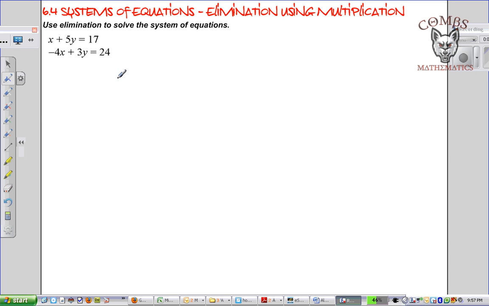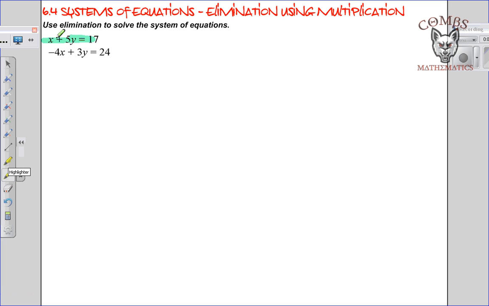In lesson 6.4, we looked at solving systems of equations using the elimination method, but unlike lesson 6.3, the two equations are written in a way where you cannot eliminate either of the variable terms right off the bat. If you look at both of our equations, the first equation we have x plus 5y equals 17, and the second equation we have negative 4x plus 3y equals 24. Neither the x or the y variable terms cancel out.